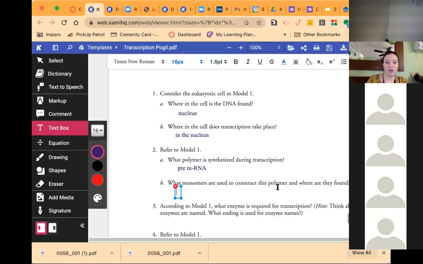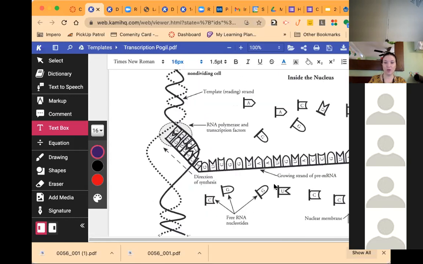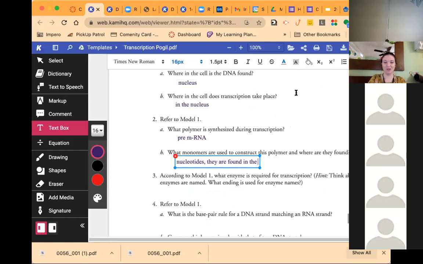Let's try again. Wyatt, let's see if we can hear you. What monomers are used to construct this polymer, and where are they found? Nucleotides. Nope, nucleotides is right. And where are they found? Okay, well, see these nucleotides? Where are they? The nucleus. Yeah, remember that no answer is too simple. Just because you've already answered nucleus 2 times here, why wouldn't it work again?